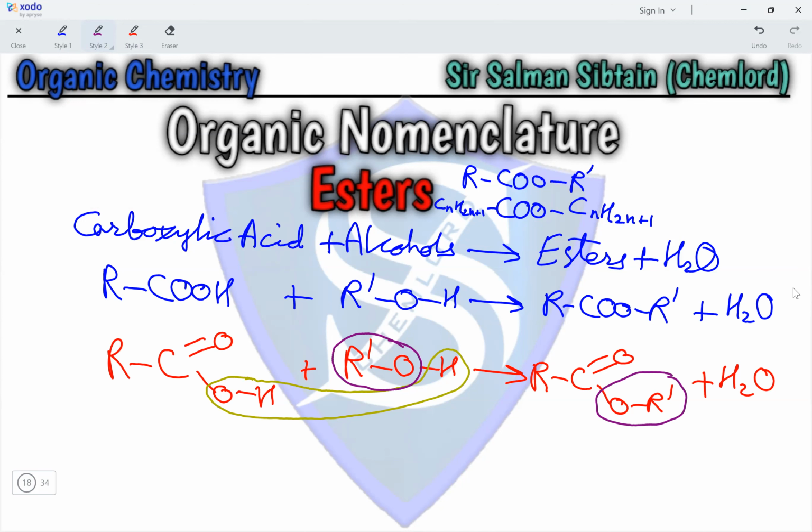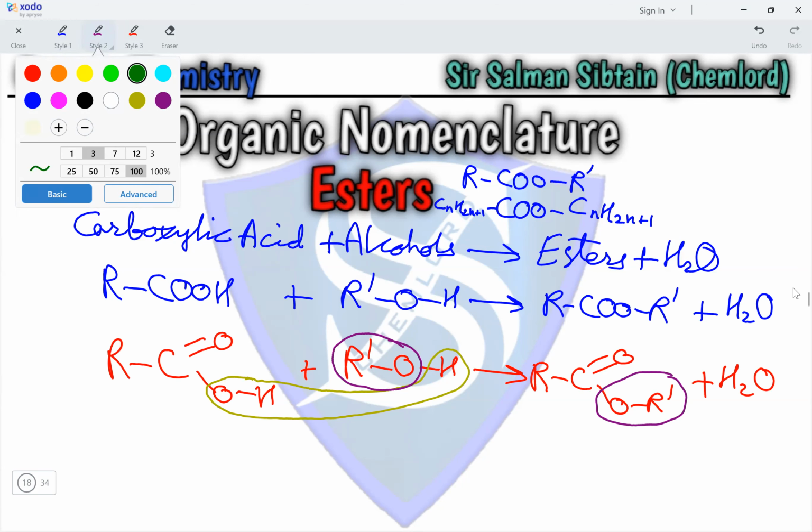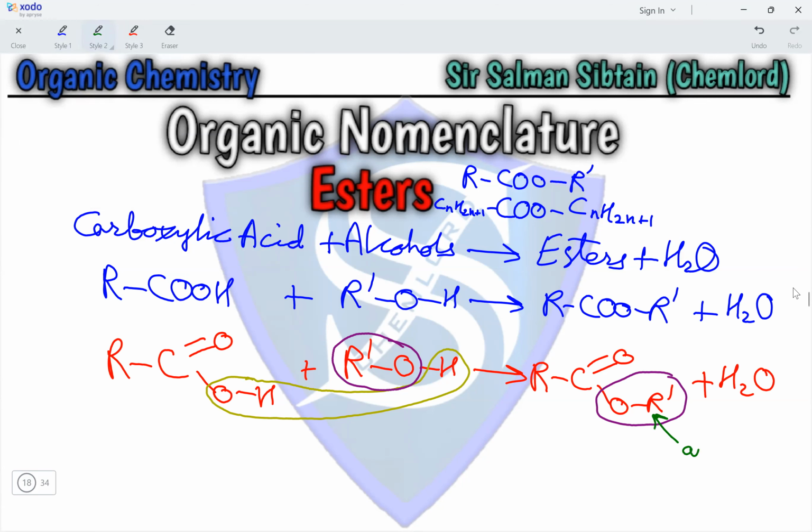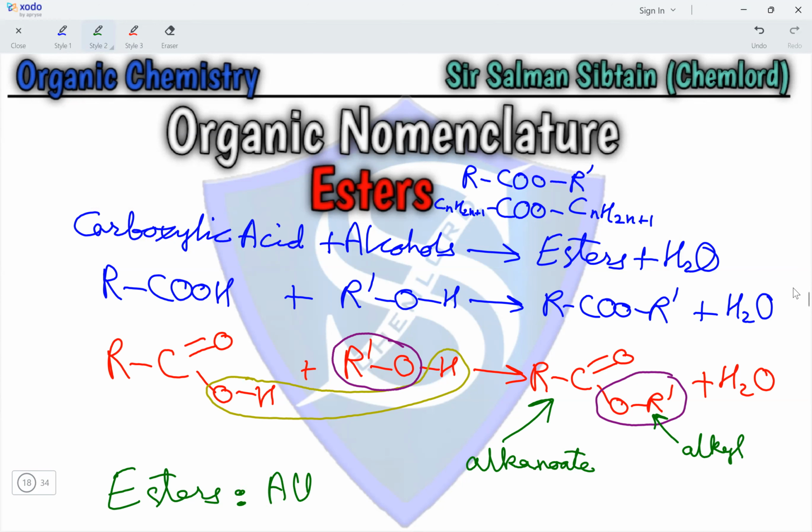And when naming esters, first we write the name of the alcohol and then we write the name of the carboxylic acid. So the name of the ester is written as, this part would be referred to as alkyl, and the rest of the part would be referred to as alkanoate. So esters can generally be named as alkyl alkanoate, and the alkyl part comes from the alcohol and the alkanoate part comes from the carboxylic acid that makes up the ester.